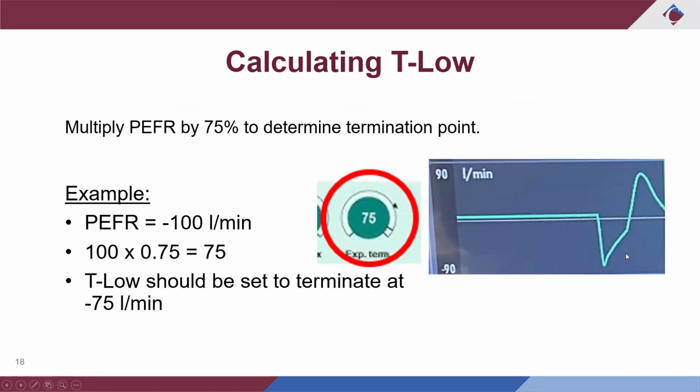With easy math, the easy calculation is: if you have a peak expiratory flow rate, and I'll show you how to measure that on the vents in a minute, say it's 100, and you multiply it by that 75%, so somewhere around 0.75 is where your termination should be.